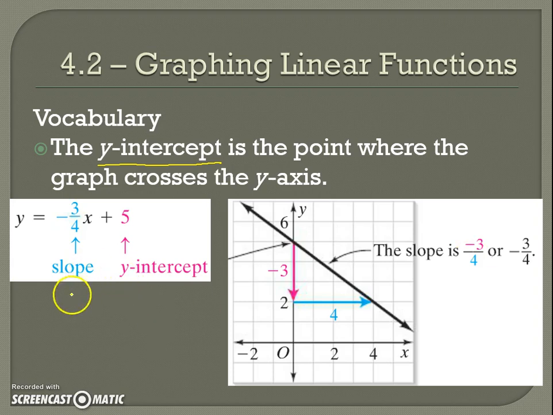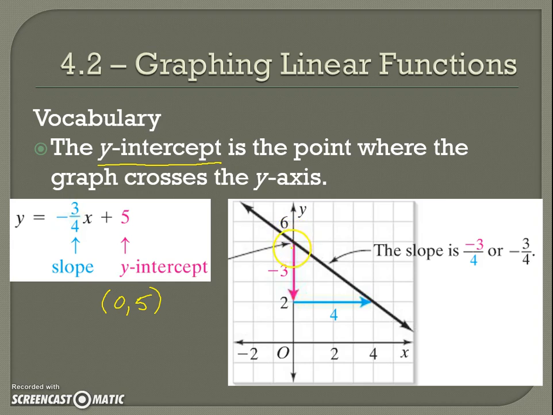Okay, so if I'm looking at this right here, I have y equals negative 3/4 x plus 5. It's always the constant, or the number that's alone, without a variable by it. That's the y-intercept, and what that means is that's where the graph crosses the y-axis. Remember, the y-axis is the vertical one, so this crosses here. That means that this point is on the graph of this equation, so 0, 5.